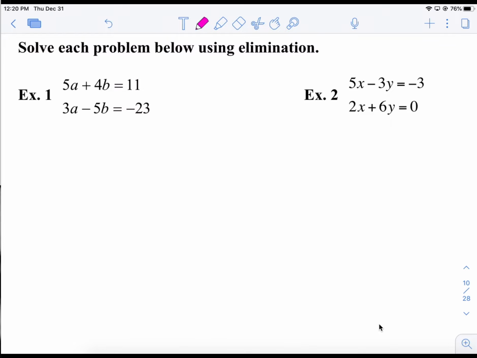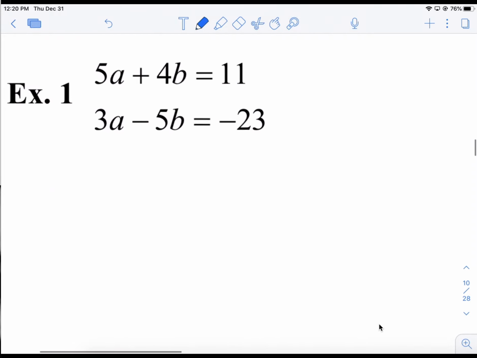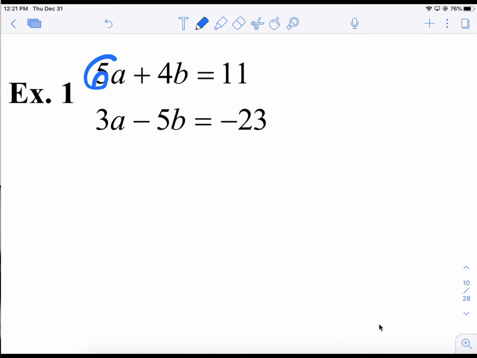Now, if you look at a problem like the first one, and I notice that the a's don't cancel and the b's don't cancel, then I have to make it cancel. Sometimes you get lucky. Sometimes this is a 6, and you could say, oh yeah, 3 goes into 6 2 times. But in this case, that doesn't work. 3 doesn't go into 5, 5 doesn't go into 3, 4 doesn't go into 5, and 5 doesn't go into 4. So we're going to have to find what we used to call the least common multiple that both of those numbers will go into.